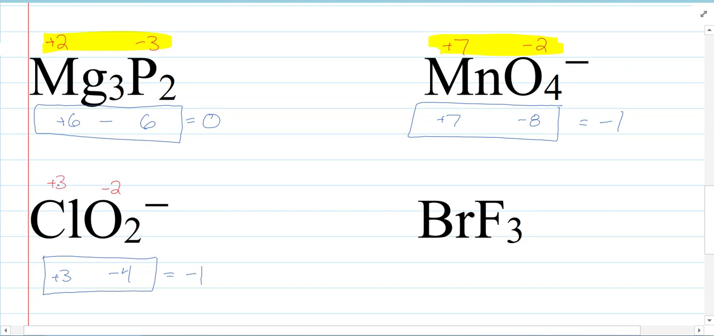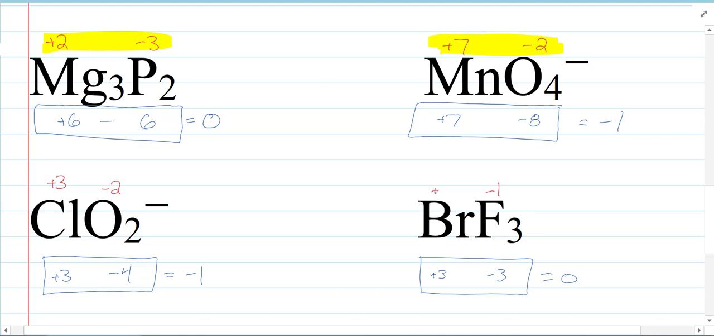Bromine trifluoride. No charge, so we add up to 0. Element by itself? No. Monatomic ion? No. Fluorine? Fluorine is there. Fluorine will be -1. It's in a compound. Fluorine is -1 always. So we have -3. Well, what has to be underneath bromine? It has to be +3, doesn't it?